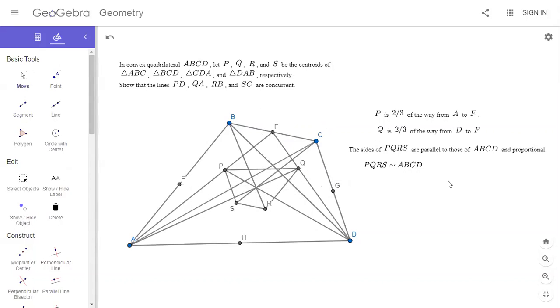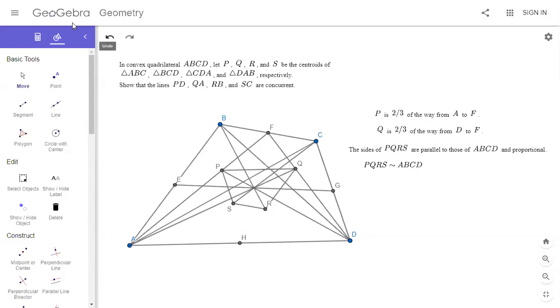So Timo says it's clear. I'm trying to see why. Ram, is it clear to you why they'd have to concur? I don't totally see it yet. I have not seen it either. Okay.